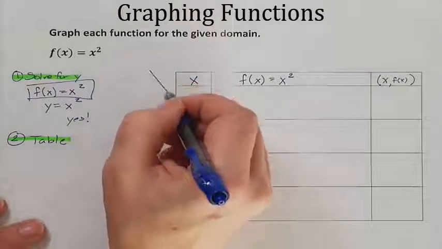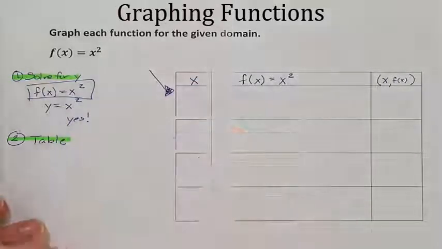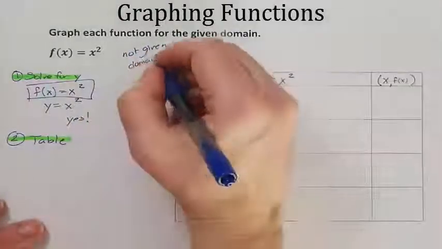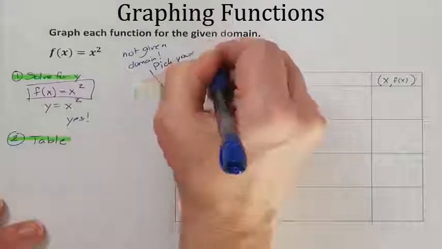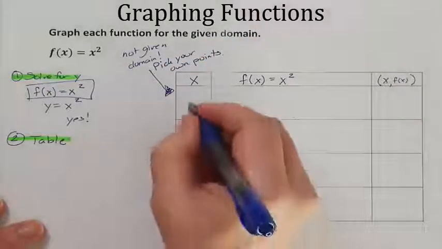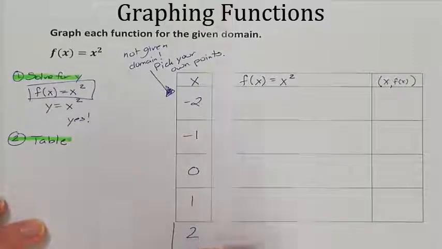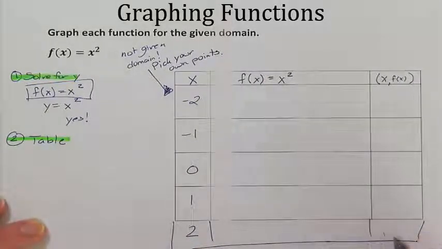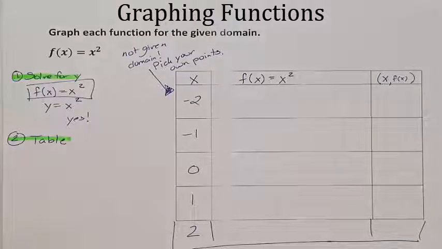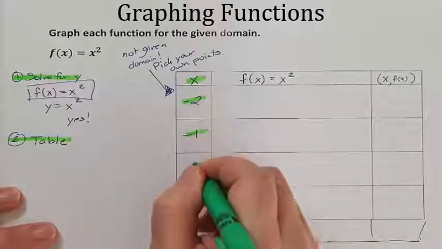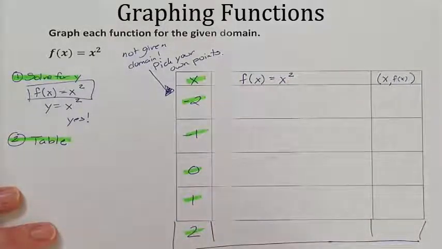Now we're looking to see what we put in for our x values. I'm not given a domain. If you're not given a domain, you pick your own points. So what points do you want to pick? I like to pick -2, -1, 0, 1, and 2. These give me a general idea of what the graph should look like and kind of the pattern that I would see. So these x values are the numbers that we'll be putting in for x.